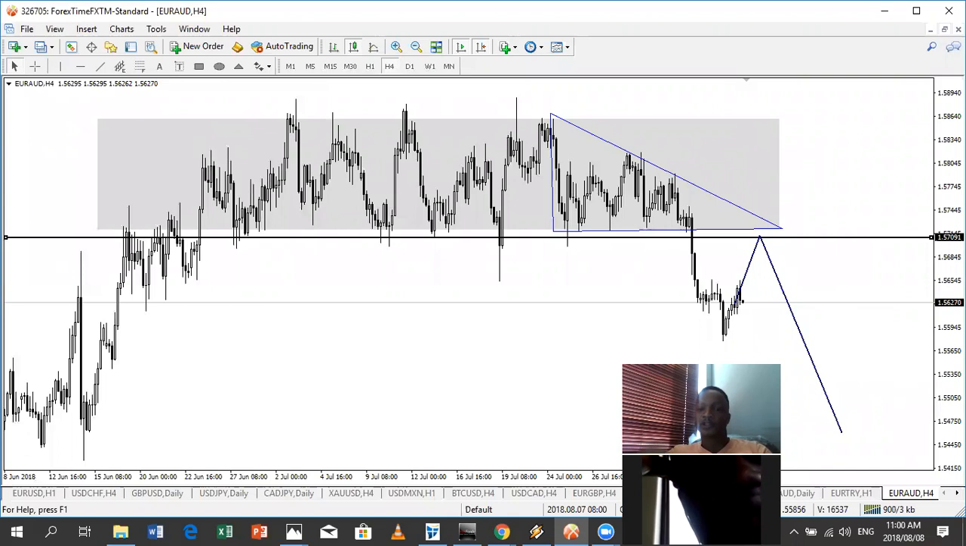So it was ranging on a channel, right? It breaks down. It means now it's going to continue going down, right? So we want to take advantage of that downward movement, which is a downtrend. We're only gonna look for sell signals here. So what do we do?